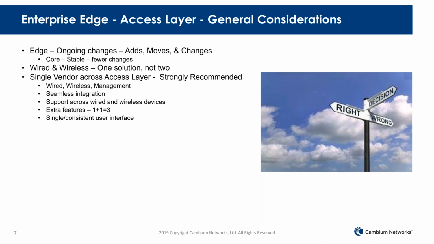Another aspect of getting this access layer, the wired and wireless solution from one company, is that the products from that company are often designed to work together, and they often work together better than if you would buy them from two separate vendors. So we talk about it internally a lot. You buy your wireless access point, you plug it into a switch from the same vendor, and you often get extra features. It's 1 + 1 = 3.